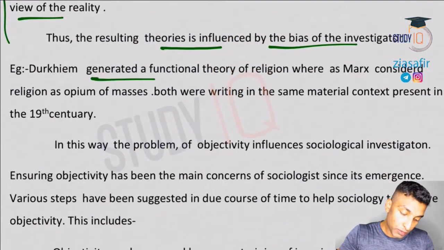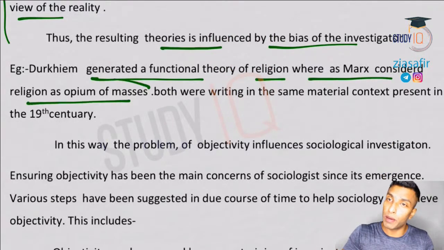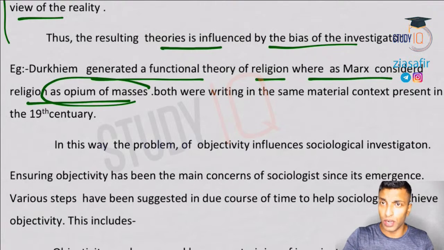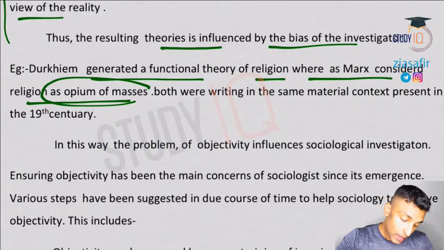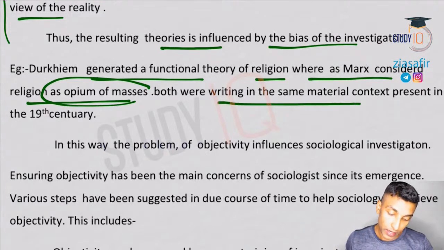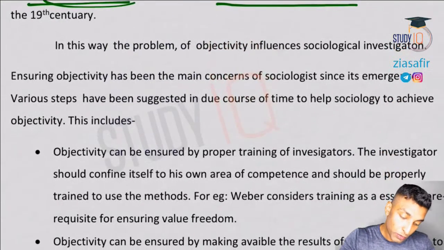For example, Durkheim generated a functional theory of religion, whereas Marx considered religion as the opium of the masses. I've told you this. I don't want you to have any confusion, but we will be discussing this theory in detail when it comes to the thinkers, and I myself will do that. Okay. Both were writing in the same material context present in the 19th century. So in this way, the problem of objectivity influences sociological investigation.